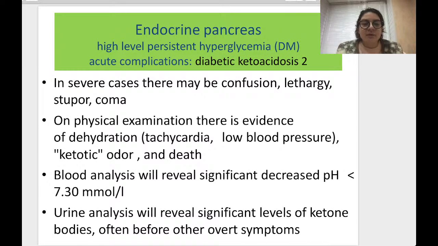Blood analysis will reveal a significant decrease in pH because it is acidosis; ketone bodies, ketones, increase acidity. That's why it leads to severe systemic acidosis in the patient. pH will be lower than 7.3. Urine analysis will reveal significant levels of ketone bodies, often before other symptoms.